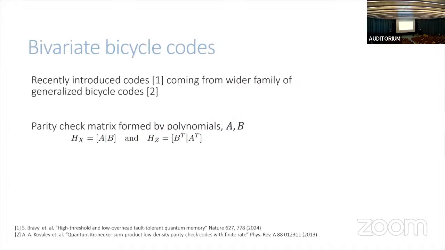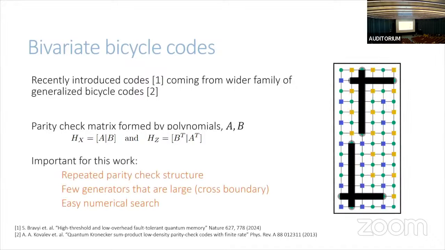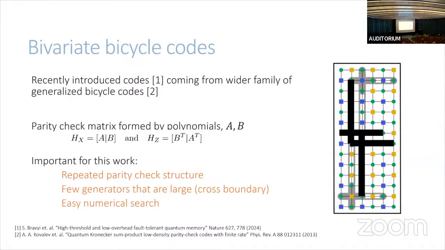As I mentioned before, we use these bivariate bicycle codes, which were recently introduced, and they come from this wider family of generalized bicycle codes. The construction doesn't really matter too much, but what does matter for us is that they have this repeated parity check structure, and they have a small percentage of generators that are large. What I mean by large is that they cross this long boundary for specific embeddings. And this repeated parity check structure is essentially a translational symmetry of the checks. This allows us to manually create routing schedules that are fairly optimal.